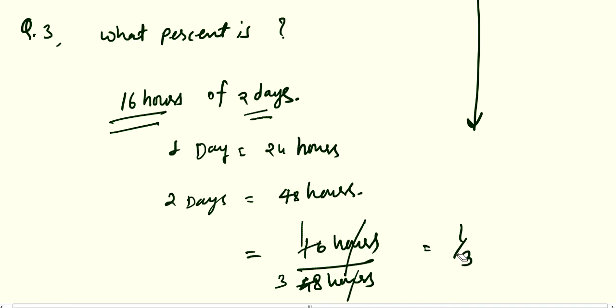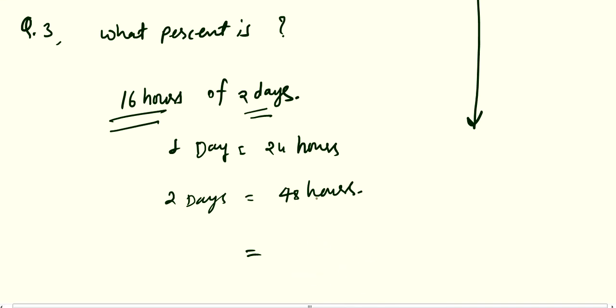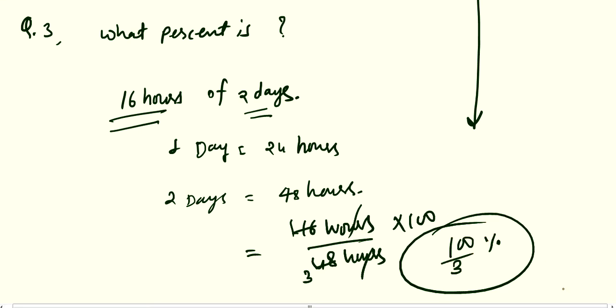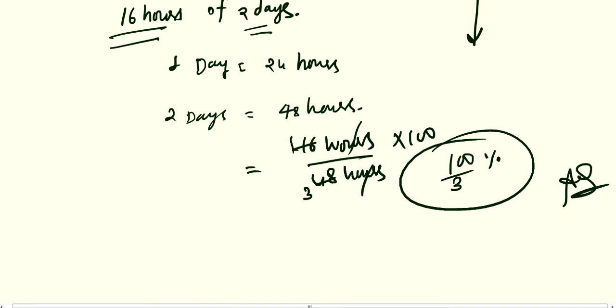Now we have to convert it into percentage form, so you can perform it like this, or you can also write 16 hours divided by 48 hours into 100. The hours are the same unit, so they get cancelled, then 16 1 ja, 16 3 ja, 100 by 3%. So this is your required answer. Okay, so one more question.